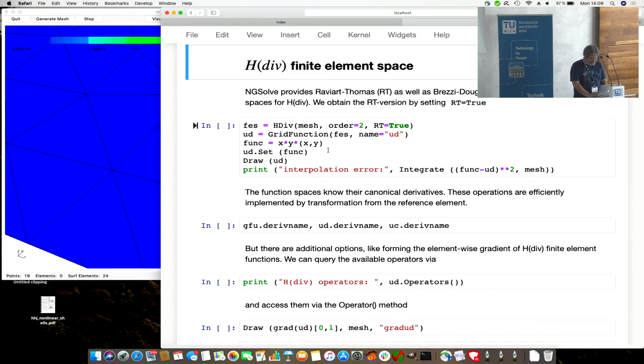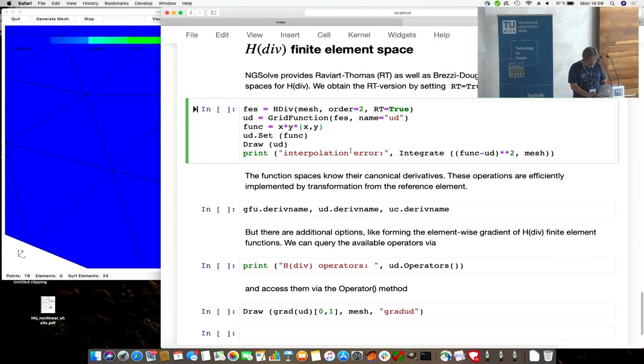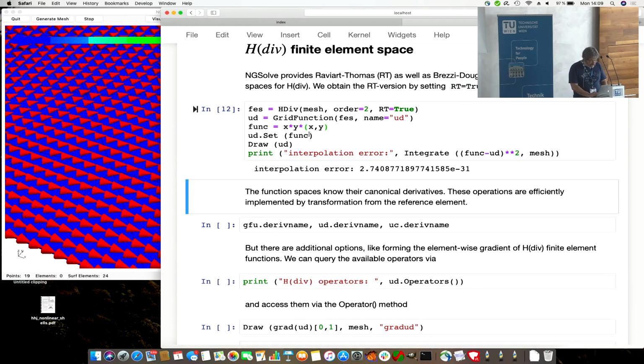To check this, okay, I define an H-div finite element space of order 2, activating Raviart-Thomas. And I'm picking a function x times y times the vector (x, y). This is a third order polynomial, which is P2 times a certain vector (x, y), which defines this particular Raviart-Thomas space. I interpolate this function in my H-div space, and I compute the interpolation error, the given function minus interpolated function, and see it's numerically 0.